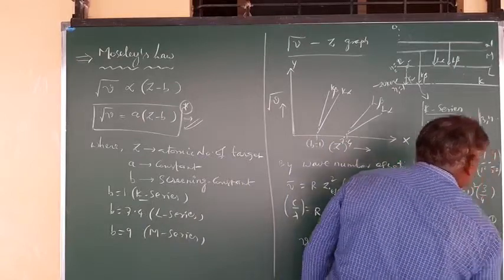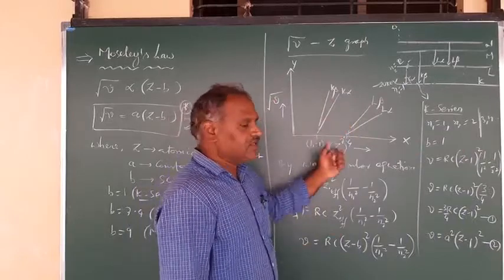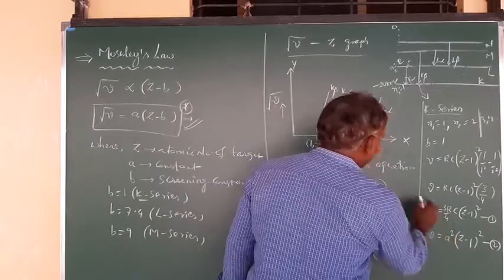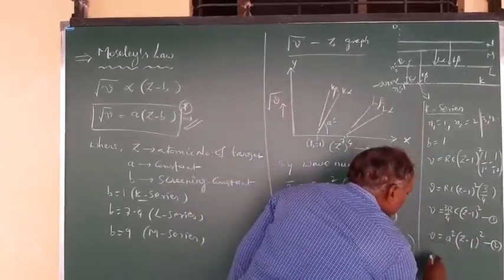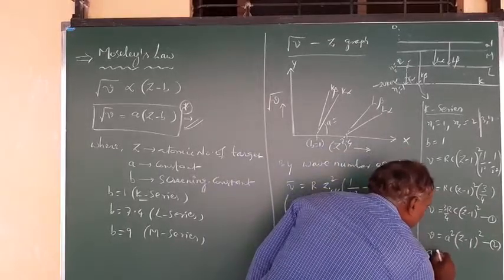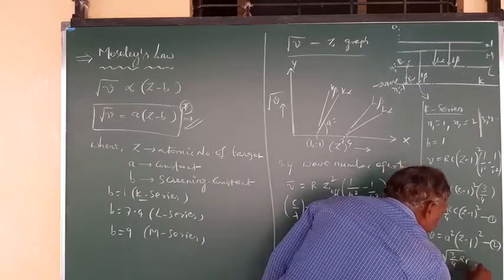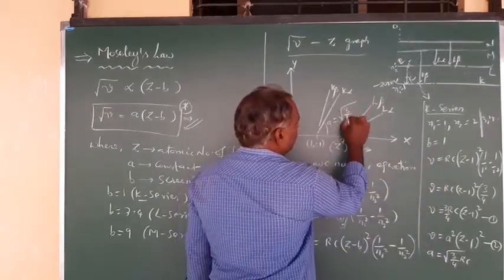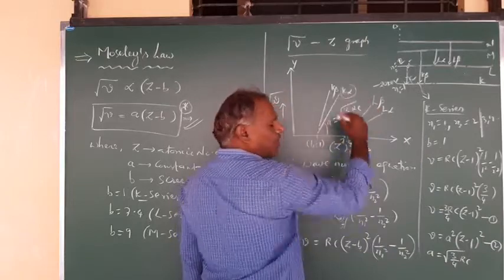Make it the second equation. See the slope. What is the slope of the graph for the K alpha line? That is nothing but A only. But what is the value of A you can get? So A is equal to, compare these 1 and 2 equations. What you can observe here is A square. But A is equal to the square root of 3 by 4 times RC. So here the slope is given by the square root of 3 by 4 times RC. So this is the slope for the K alpha line.